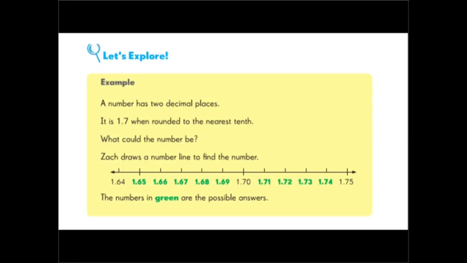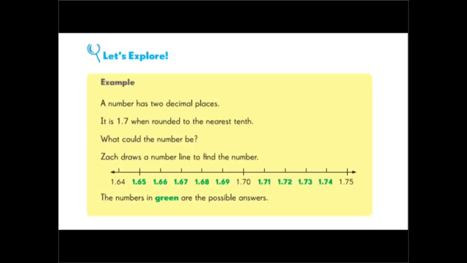Finally, here is a bonus question. Let's read it together. A number has 2 decimal places. When rounded to the nearest tenth, it is 1 7 tenths. What number could it be? So we know that it's rounded to 1 7 tenths, but let's put in these other things on the other side. Okay?